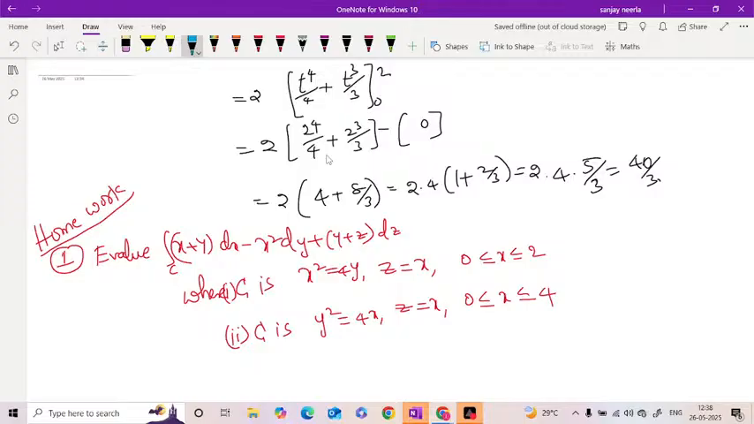Okay, so the first result is answer 10 by 3. For the second problem, try and check. Okay, so anyway I will stop now. So thank you to all.